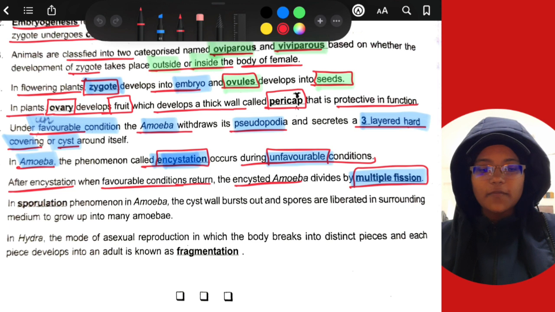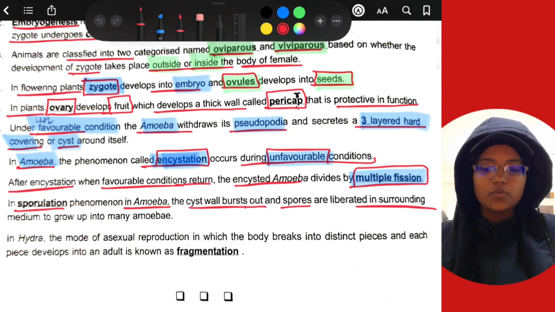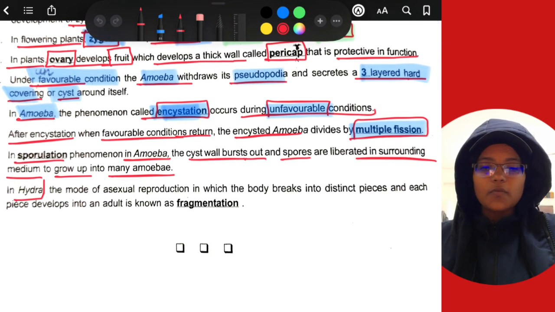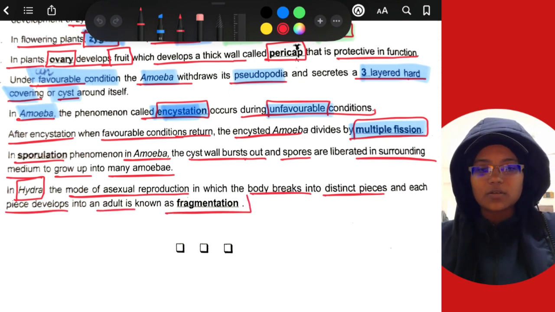In sporulation in amoeba, the cyst wall bursts and spores are liberated in the surrounding medium to grow up into many amoebae. In Hydra, the mode of asexual reproduction in which the body breaks into distinct pieces and each piece develops into an adult is known as fragmentation.